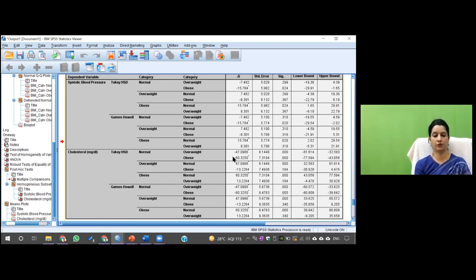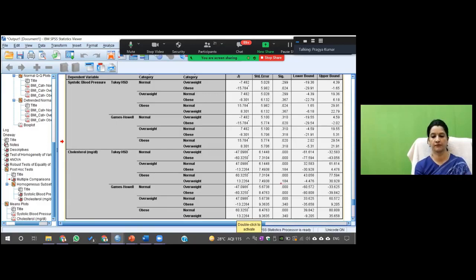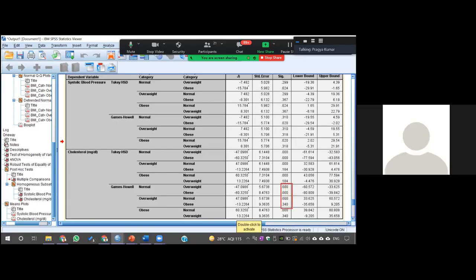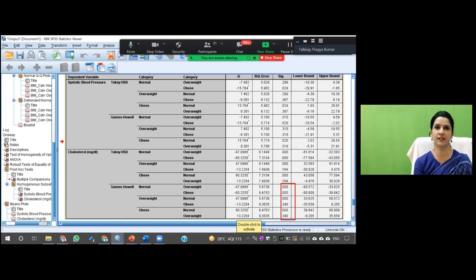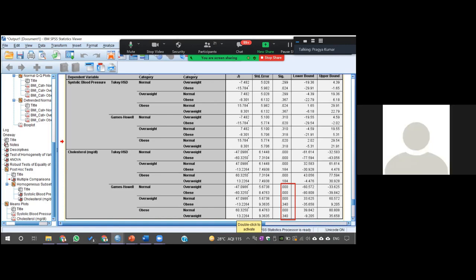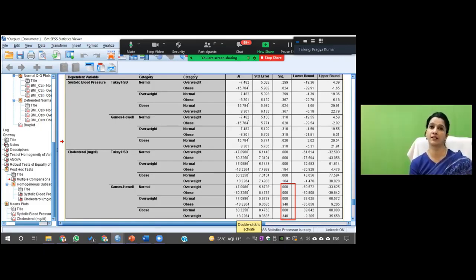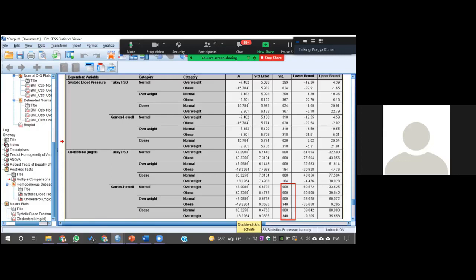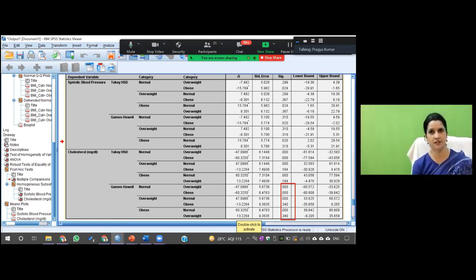I'll go to the cholesterol because I have to use this Games-Howell. Why am I using this Games-Howell? Anyone? Please tell me. Ma'am, because variance is not equal. And how can you say that variance is not equal? Ma'am, on the basis of Levene's statistic. Okay. And what should be the value of Levene's statistic? It should be greater than 0.05. Yes, Ashish, you are right. Praveen is also right, because the value was less than 0.05 in that case. It was 0.000.